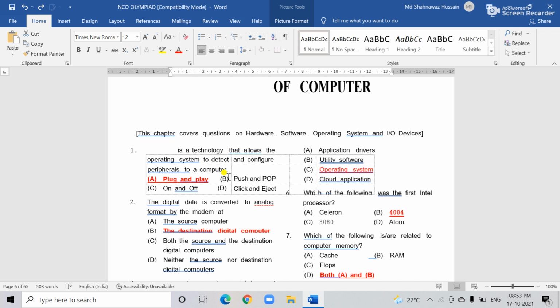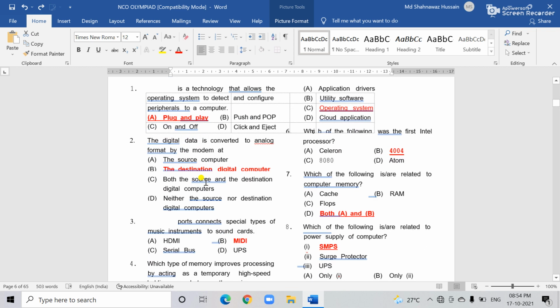So if you connect any technology that allows the operating system, suppose you're using a Windows 10 operating system and you want to configure and you use any peripheral device on a computer, which one do you use? Plug and play. It means you connect first, then you play, right? So the first answer is the correct answer. Now go to the second question.